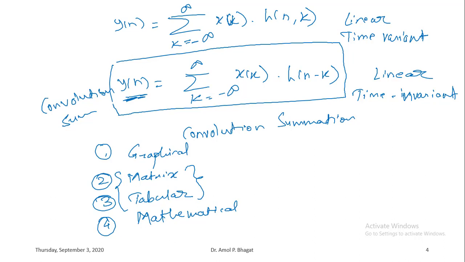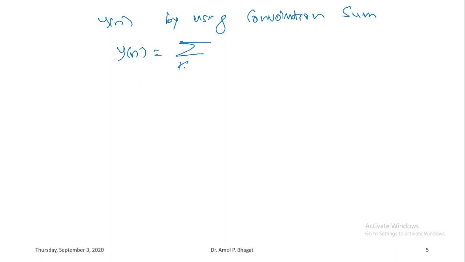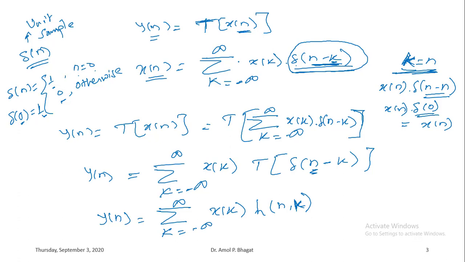But computing the response y of n of the system by using convolution sum involves various operations. What is the formula for it? y of n is equal to summation k equals minus infinity to infinity x of k into h of n minus k. That is the formula for convolution summation, and how it is derived, we have represented in the previous presentation.